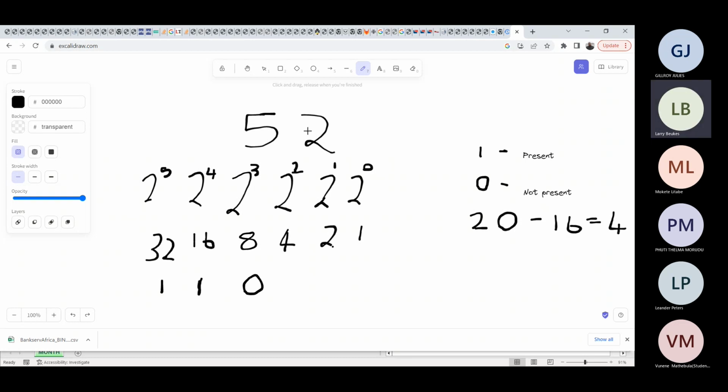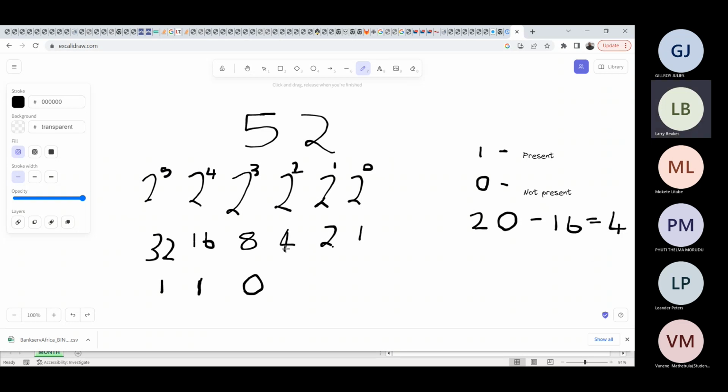Remember, we need to say we had a 20 here. We said 20 minus 16. So now in this case, we're supposed to say 4 minus 8, but we know 4 is smaller than 8, so we don't need this one. If we add this 32 plus this, it's 48 already. So we can't add another 8, it's going to be 56. That's why we turned it into a 0.